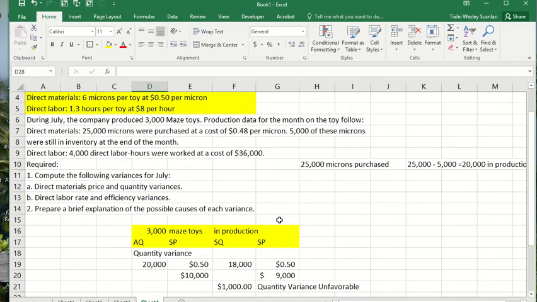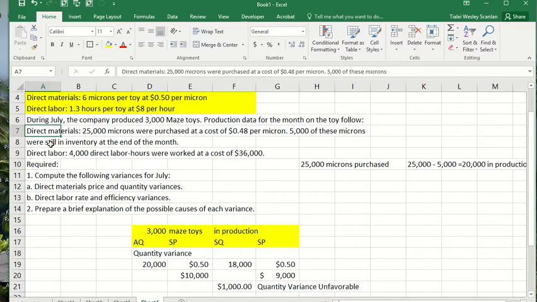Okay, let's move on to labor rate variance and labor efficiency variance. Labor rate variance is the difference between the rates, which is kind of like prices, but the prices you're going to pay to your workers. The hours are like the quantity that the workers are actually working. That's the hours or efficiency variance.